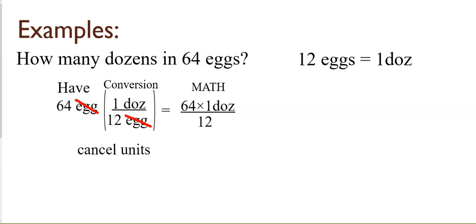Then you just do some math. 64 times 1 dozen divided by 12, or just simply 64 divided by 12, will give you 5.3 repeating, which in reality means you have 5 dozen with 4 eggs left over. But if we're just looking at pure mathematical, you have 5.3 repeating. That's really all you'd have to do. And you've done similar stuff like that in a math class.